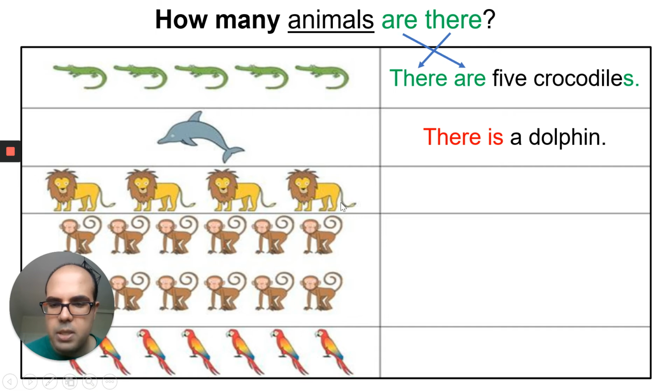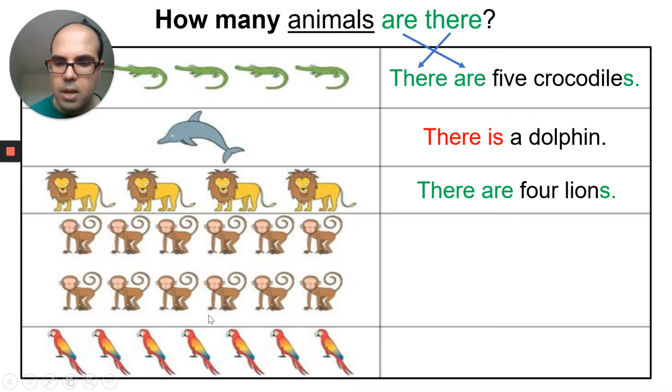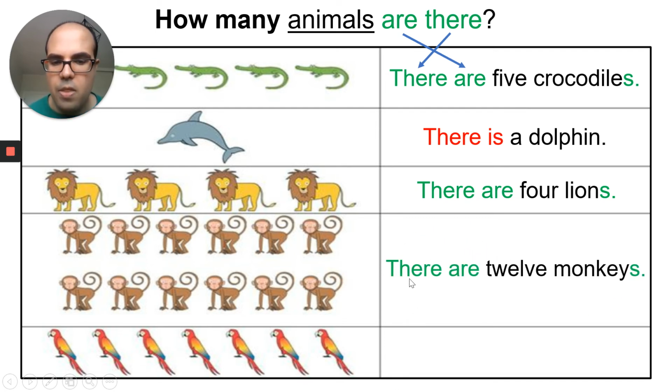Okay, let's see. Let's ask about these lions. How many lions are there? Repeat. There are 4 lions. Now we're going to ask about the monkeys. Okay, can you count the monkeys? How many are there? How many monkeys are there? Let's see. There are 12 monkeys.